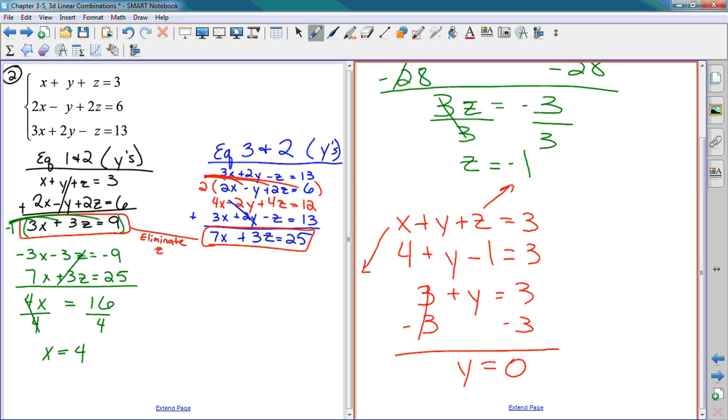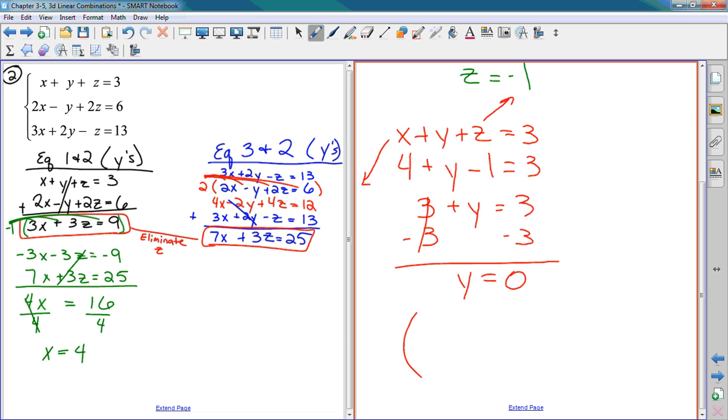So what's your intersection point? 4, 0, -1. This is your final answer. What is it? 4, 0, -1.